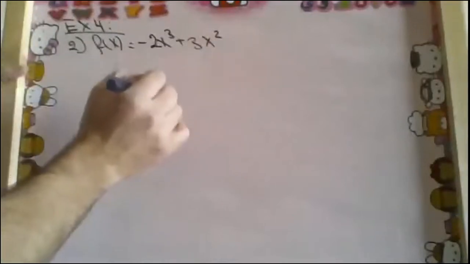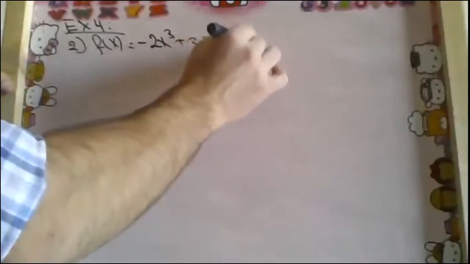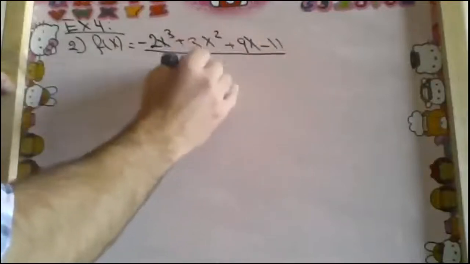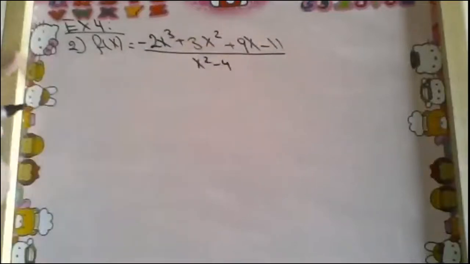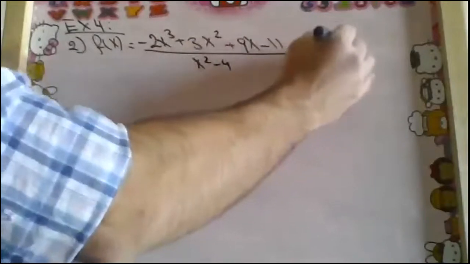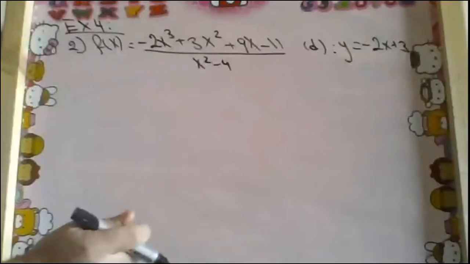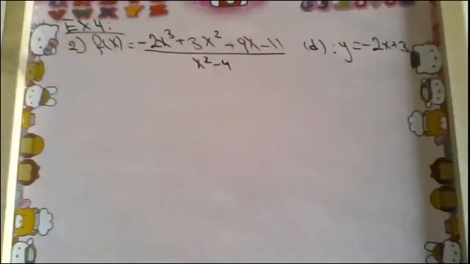Exercise 2, part 2: f of x equals negative 2x cubed plus 3x squared plus 9x minus 11 over x squared minus 4, and the straight line d of equation y equals negative 2x plus 3. We proved yesterday that this line has an oblique asymptote.